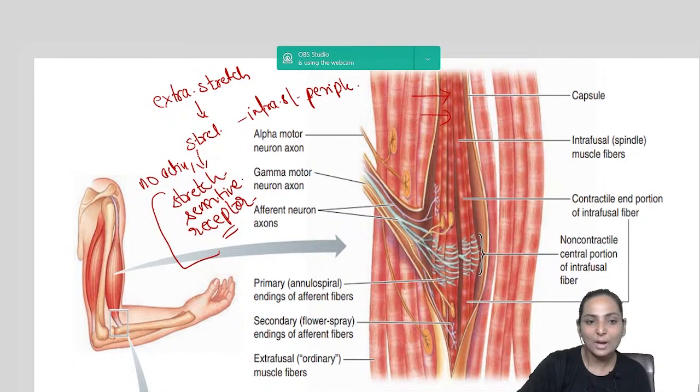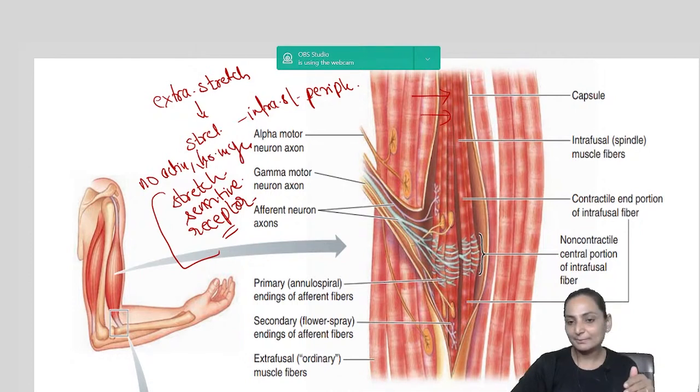So is this clear? What have we seen up till now? Extrafusal muscle fiber, intrafusal muscle fiber. The intrafusal muscle fiber has a central or equatorial portion, which is non-contractile, purely behaving as a stretch sensitive receptor, and the peripheral portion is merged with that of the extrafusal muscle fiber, right?